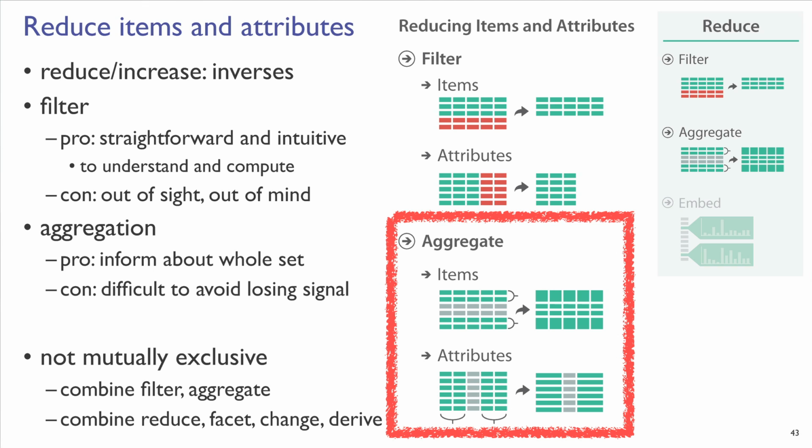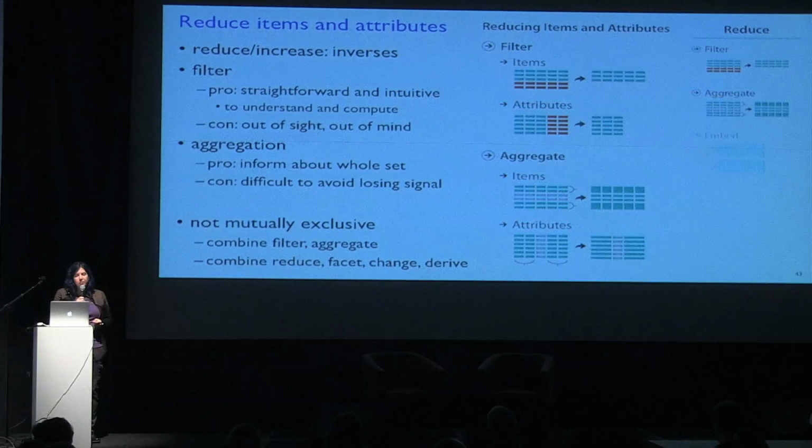Now, a classic example is, and when I say reduce, I really mean either reduce or increase as inverses. So what's nice about filtering things out, first of all, it's easy to do and it's easy to explain. So it makes your computation easier in many cases. It's pretty straightforward to tell people what you've done to their display.